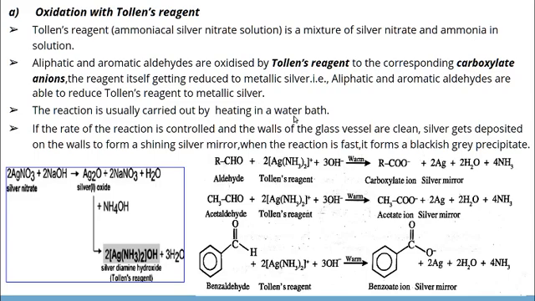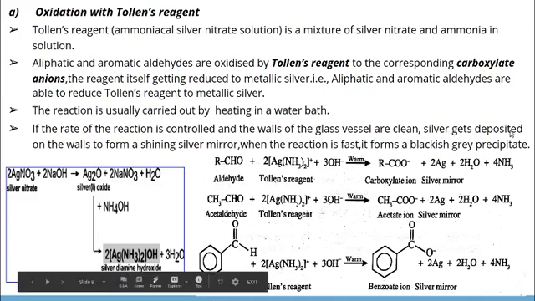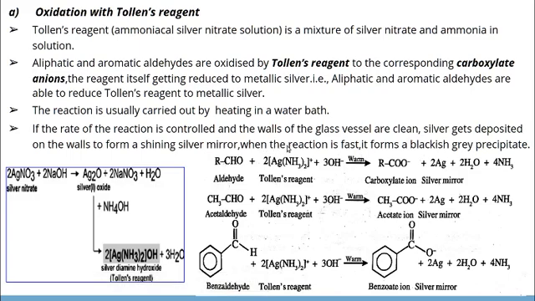Usually the reaction is carried out in a water bath. If the rate of the reaction is controlled and the walls of the glass vessel are clean, silver gets deposited on the walls to form a shining silver mirror. When the reaction is fast, it forms a blackish grey precipitate. That means if the reaction is carried out under a controlled condition, we will get a shining silver mirror. Otherwise, we will get a blackish grey precipitate.